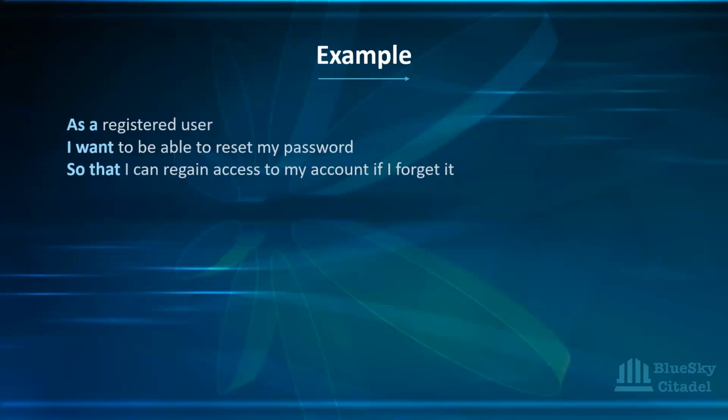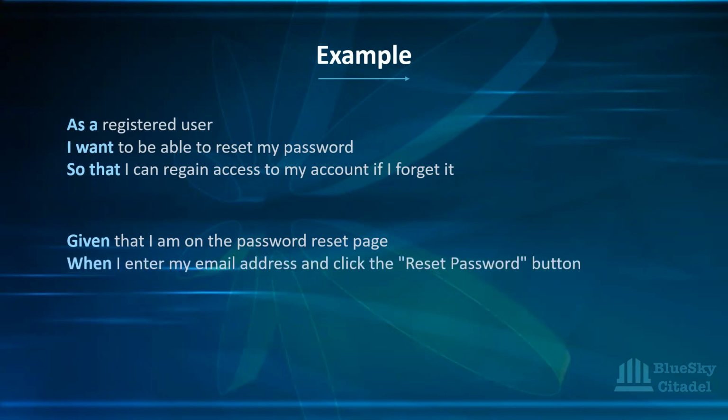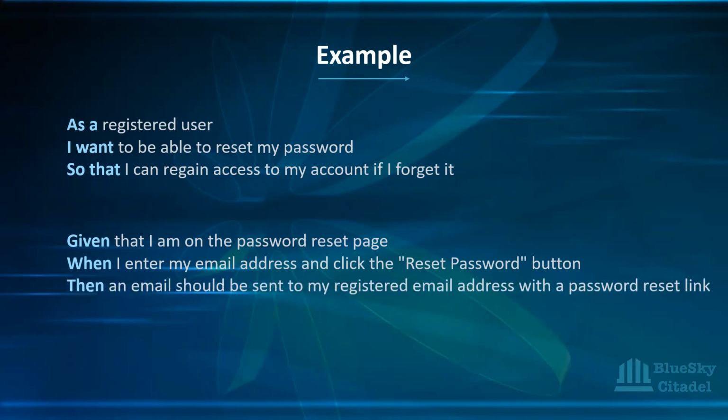So given the precondition, given that I'm on the password reset page, I have to be on this. This is the precondition, the context of the when that's about to show next. When specific action, when I enter my email address and click the reset password button, this is the specific action, then an email should be sent to my registered email address with a password reset link. Yeah, I hope you're following me. So it's precondition, specific action, and the expected outcome.